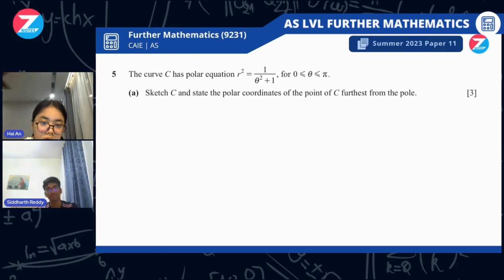Okay. Question 5. The curve C has polar equation r squared is equal to 1 by theta squared plus 1. Sketch C and state the polar coordinates of the point of C furthest from the pole.